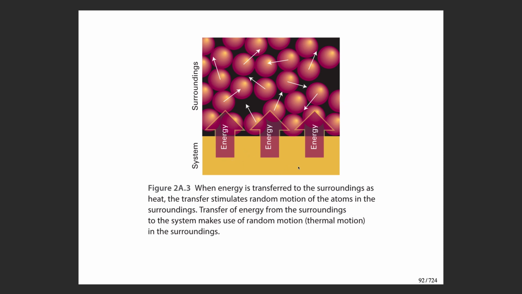If you want to distinguish between heat and work, here we've got a process where energy is leaving the system. And what does that energy do in the surroundings in the case of heat? It increases the vigorousness of that random motion of the molecules in the surroundings. Okay, so the molecules start moving faster, but they're moving in a random way. So this is what we call thermal energy. Okay, so that's heat.